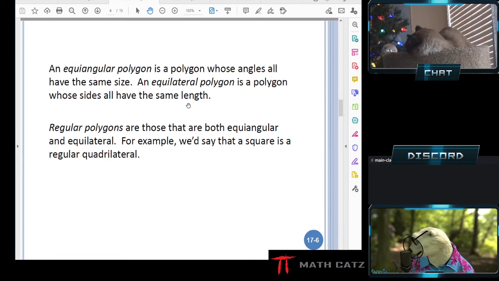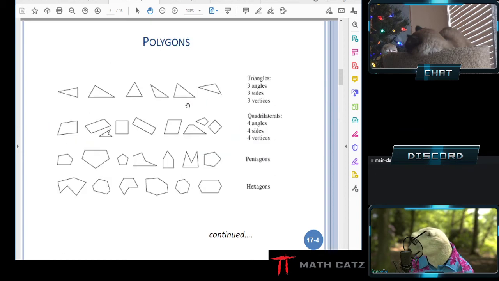Now, in the case of a triangle, like we said, an equilateral triangle is, let's say this one, looks pretty close. Equilateral triangle is also going to have all the angles, all the interior angles the same, and it'll also be equiangular, and therefore we can also call it a regular triangle.